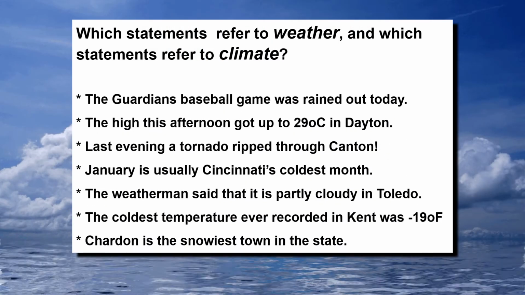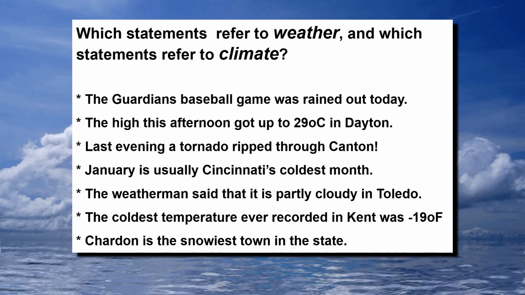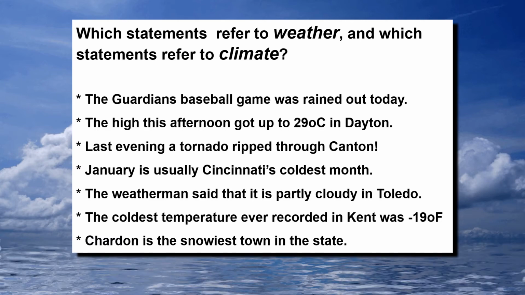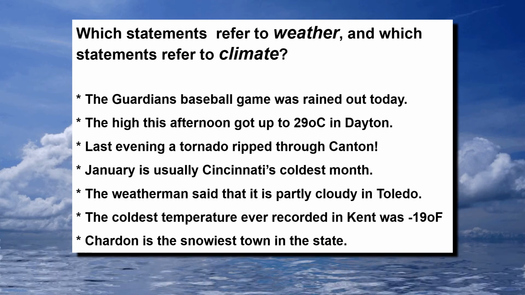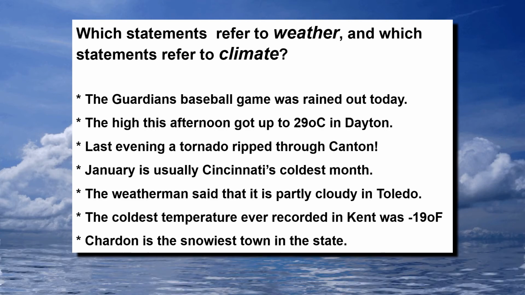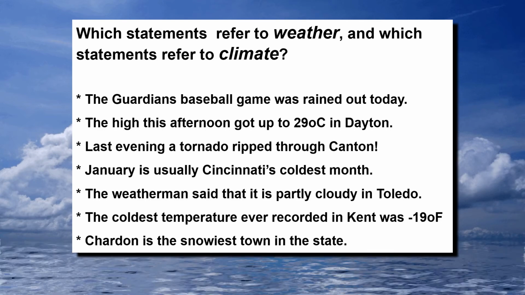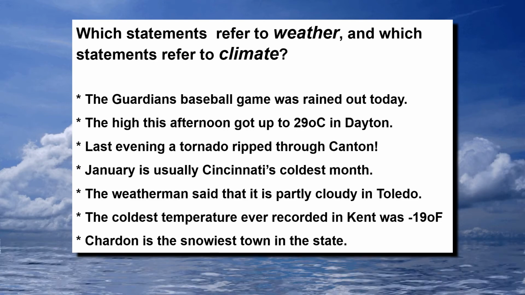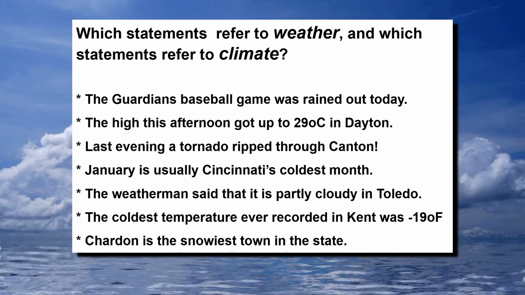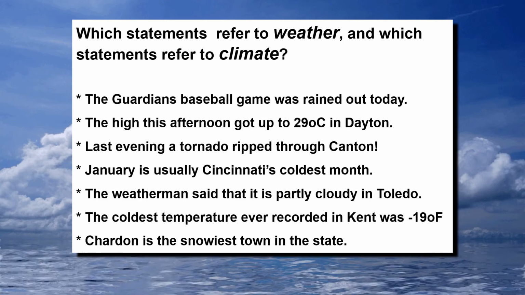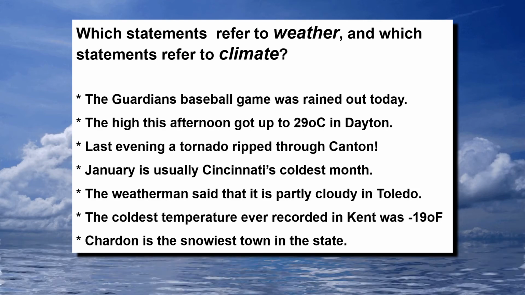Okay, just to make sure that you have a handle on the difference between weather and climate, look at this list of statements. They all have something to do with Ohio, in case you didn't see that. But let's see. So there is one statement that refers to both. Okay, so if you said something like the Guardians baseball game was rained out today, then that would be weather. If you said the high this afternoon got up to 29 degrees Celsius in Dayton, that would also be weather. You're talking about the state of the atmosphere at a particular time and place.